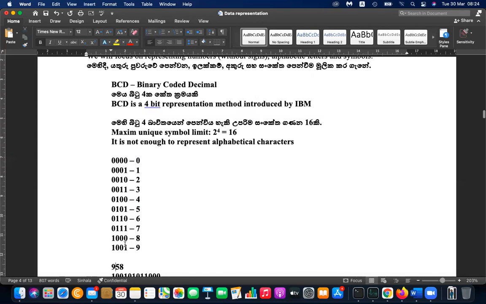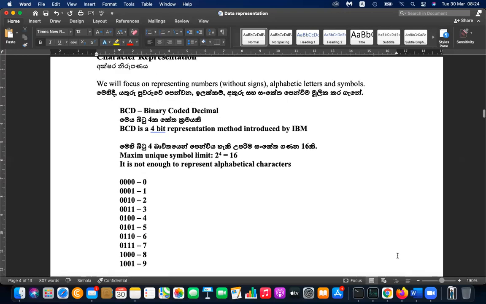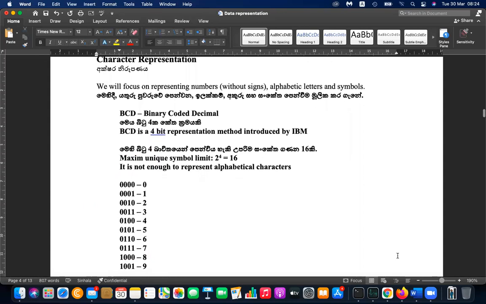Should we memorize this? Yes, you have to memorize that. Actually, memorizing is not difficult. It is the same as the content of the first 10 entries of the hexadecimal table, so nothing big to memorize.